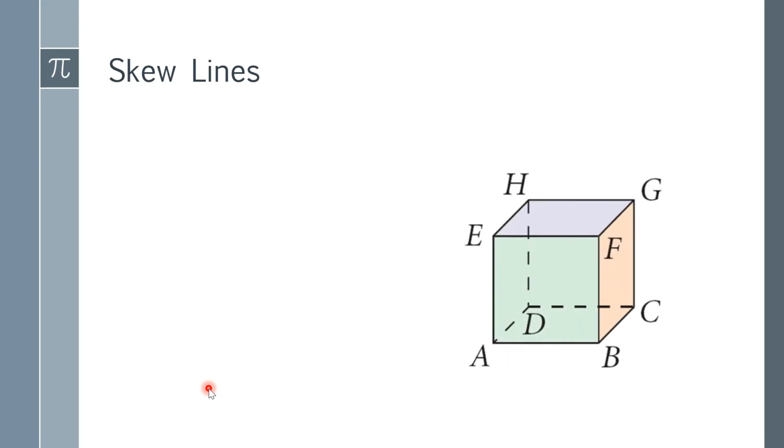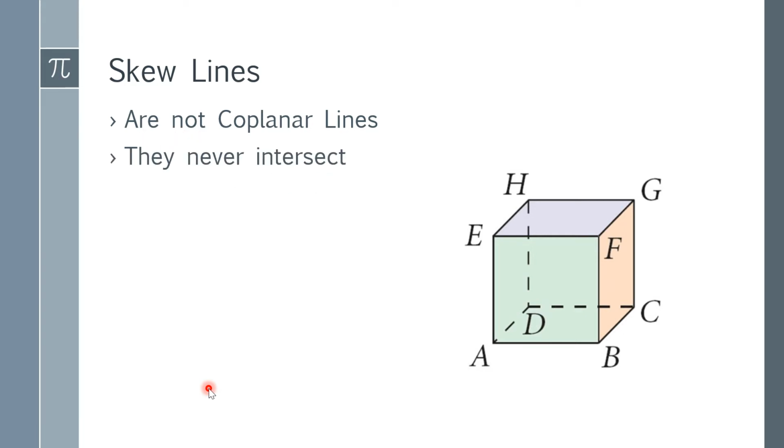So now we're going to talk about the concept of skew lines. So again, we're going to use the same visual to help us. Now the difference between parallel and skew is that skew lines are not coplanar. So they're in a different plane. And the big thing is that just like parallel lines, they never intersect.